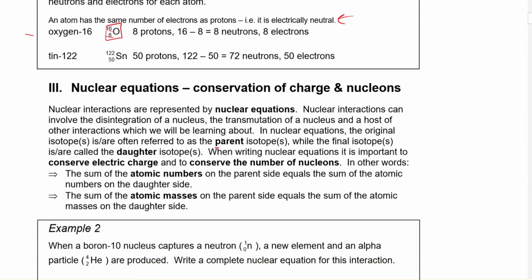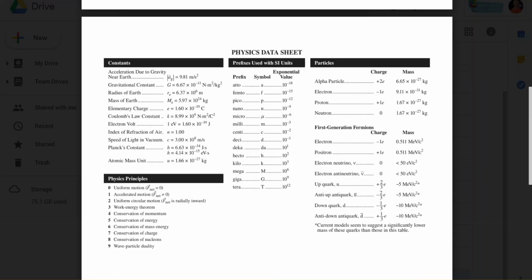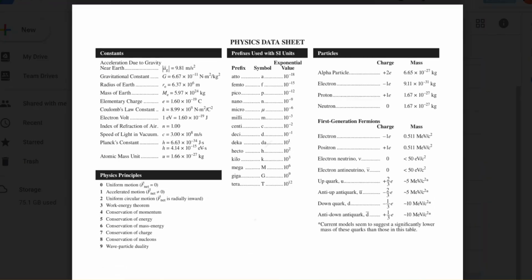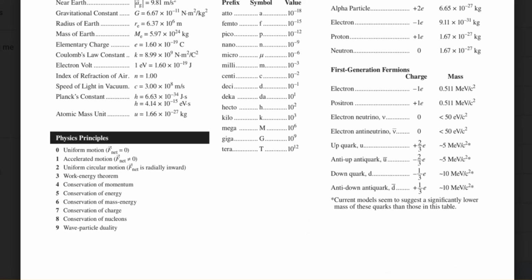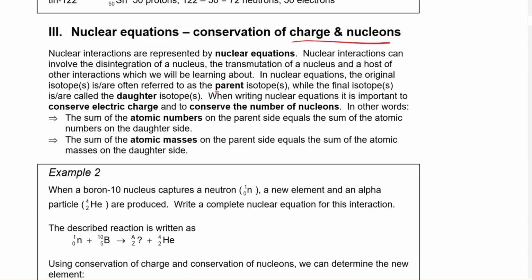All right, nuclear equations. We are going to be talking about conservation of charge and conservation of nucleons. What I want you guys to do right now is get your formula sheets and look at the physics data sheet there. What I'm talking about right now on your physics principles is numbers 7 and 8, conservation of charge and conservation of nucleons. So these are important concepts. They actually come up in the physics principles. So just so you're aware, that is what we're talking about now.